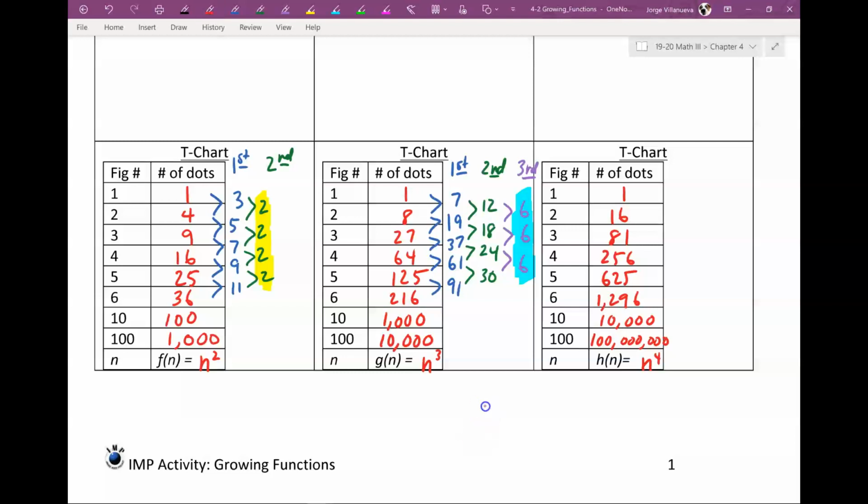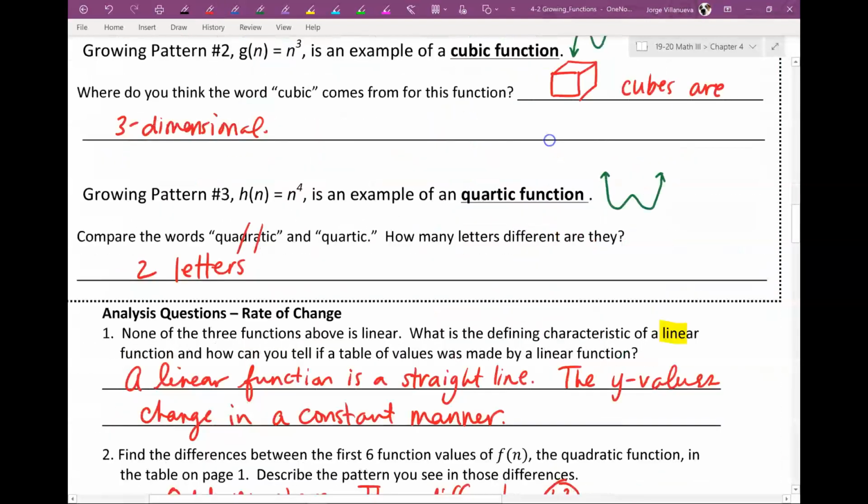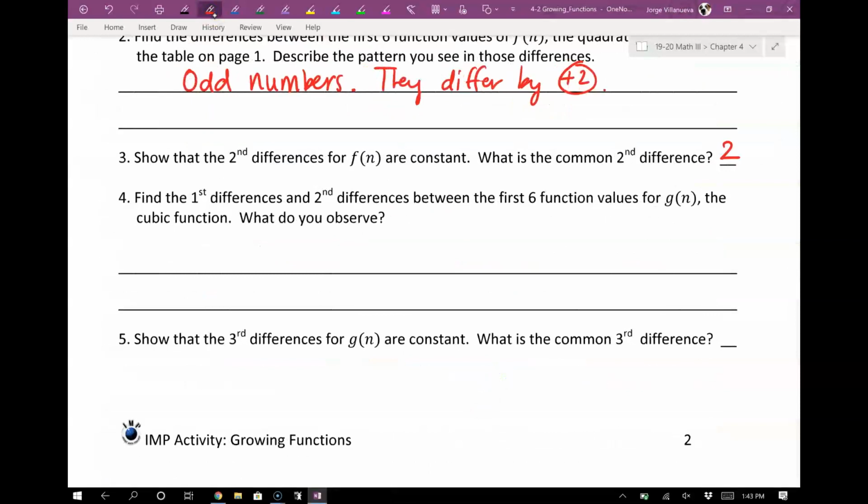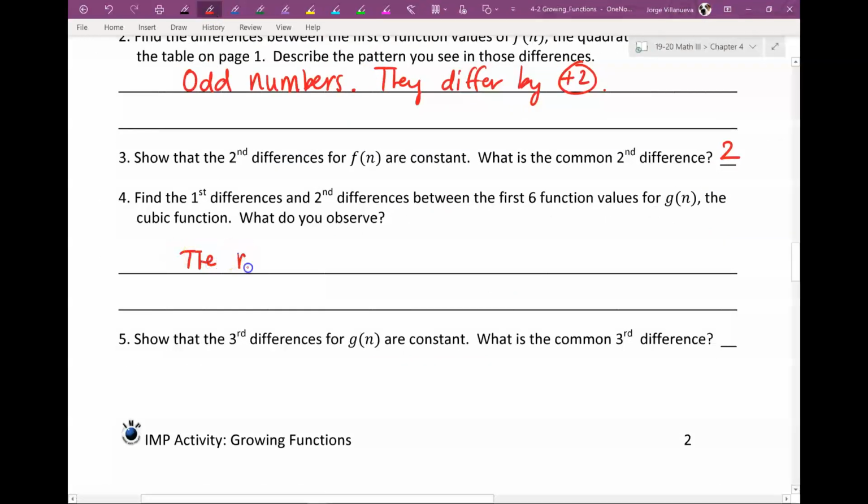So let's go back to page 2. Okay. Go back to page 2 and let's answer their questions. They say find the first and second differences between the first 6 functions for g of n. What do you observe? Well, within the first 2, the numbers, or I guess I could call them differences, so I'm going to write differences, don't match. That's what I noticed. Then they say show the third difference. What is the common difference? 6. Right? We found it. It was 6 for the third difference.